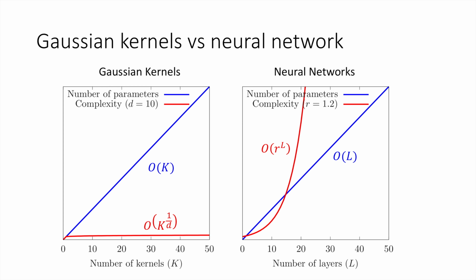In the Gaussian kernel machine, however, we experience the curse of dimensionality, which causes the complexity of the function computed by the model to scale as the dth root of the number of kernels, where d is the dimensionality of the data. In contrast, the complexity of a deep network scales exponentially with depth, assuming that the degree of nonlinearity of each layer is roughly constant. The red curves illustrate the case of 10-dimensional data and a gradient explosion rate of 1.2 respectively.